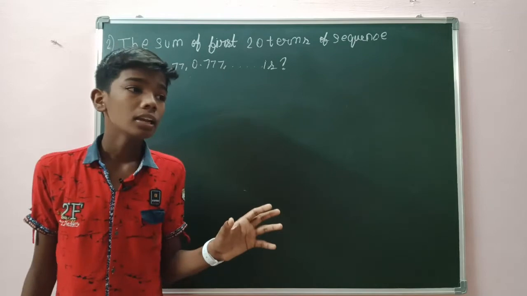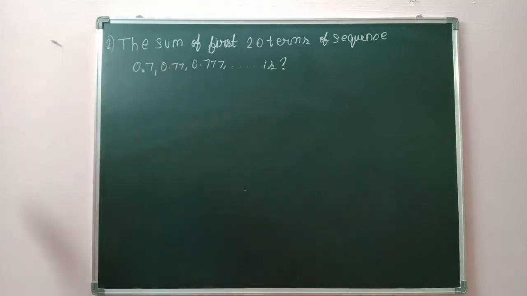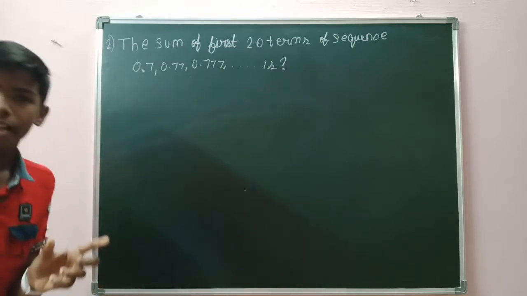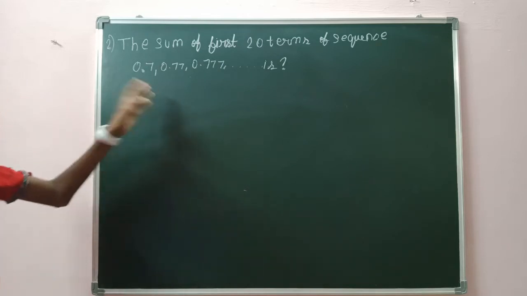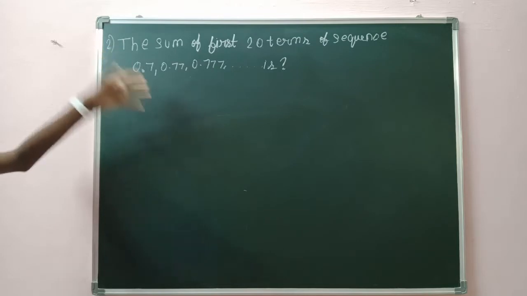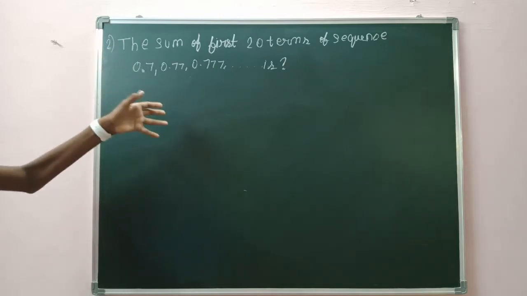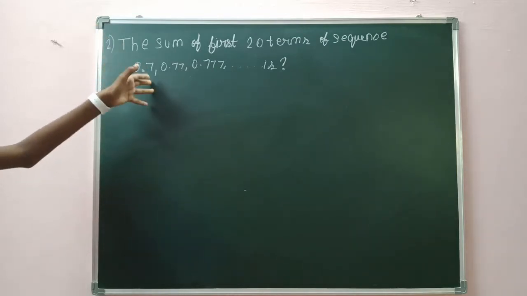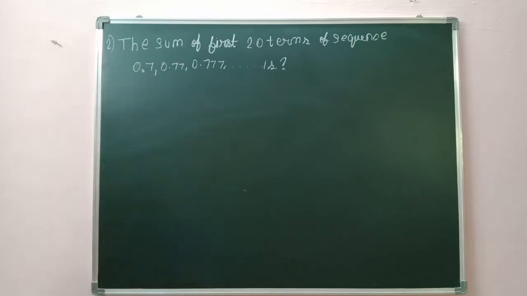So people, how are we going to solve this question? The question is asking the sum of the first 20 terms of the sequence. Now I know you guys will ask: it is neither a GP, nor an AP, nor an HP. None of the conditions are applying here. Then how can we find the sum of the first 20 terms? Like that you will be thinking.